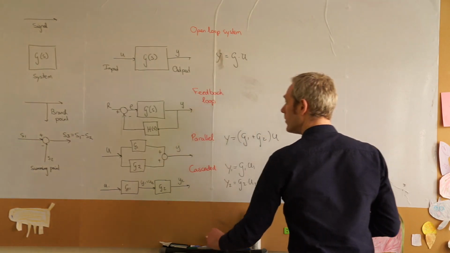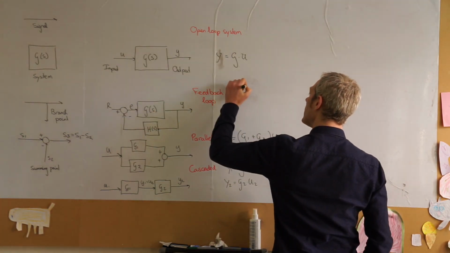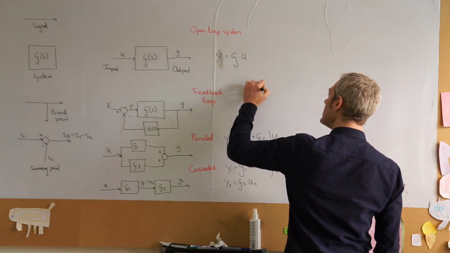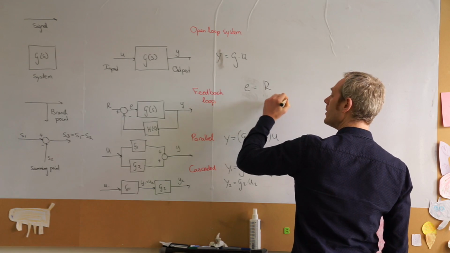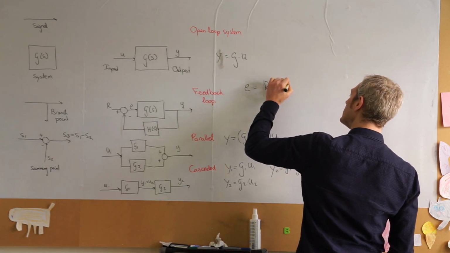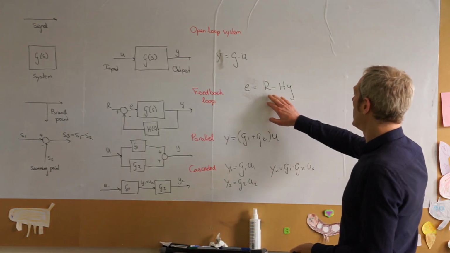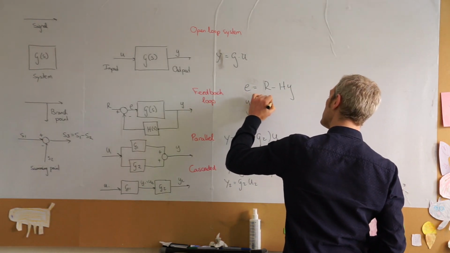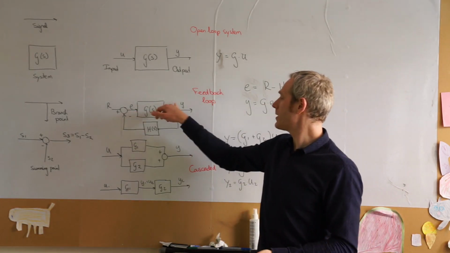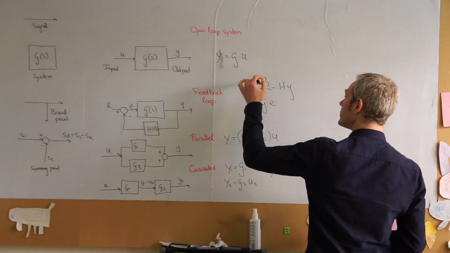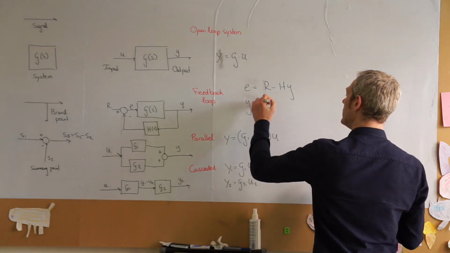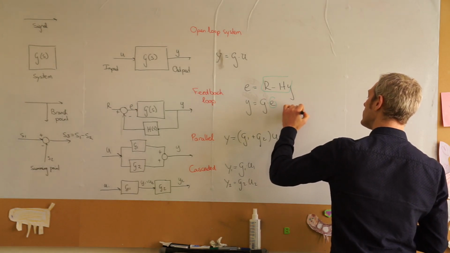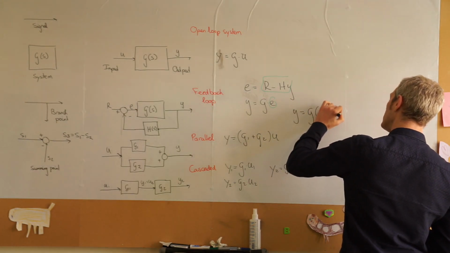Well, let's first note that our error signal is our reference signal minus whatever the controller did to Y. I also know that Y is equal to G times my error signal, because if we want to go from here to here, we only pass through G. Now, if I substitute my error signal here for this, what do we end up with? I get Y is equal to G times R minus HY.